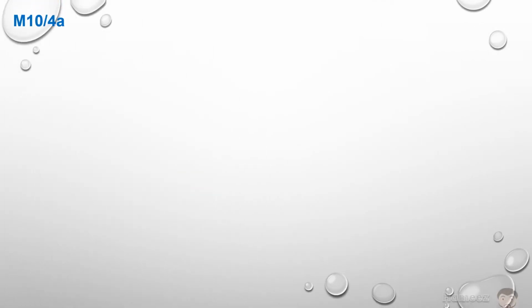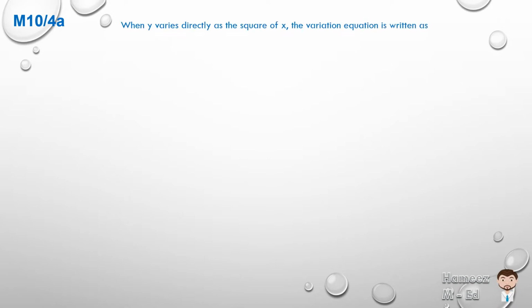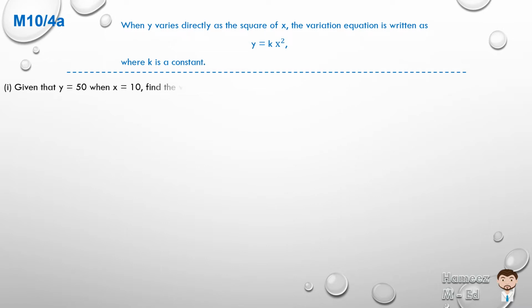May 2010, number 4a. When y varies directly as the square of x, the variation equation is written as y is equal to kx squared, where k is a constant. Part 1. Given that y is equal to 50 when x is equal to 10, find the value of k.